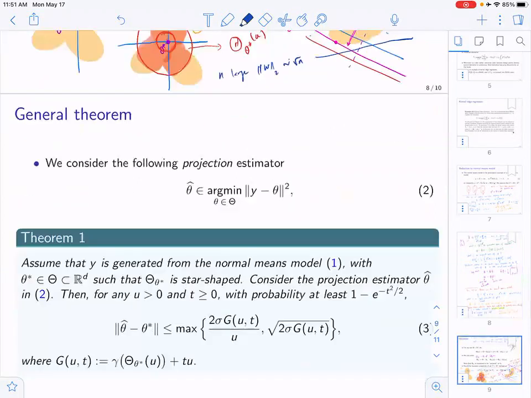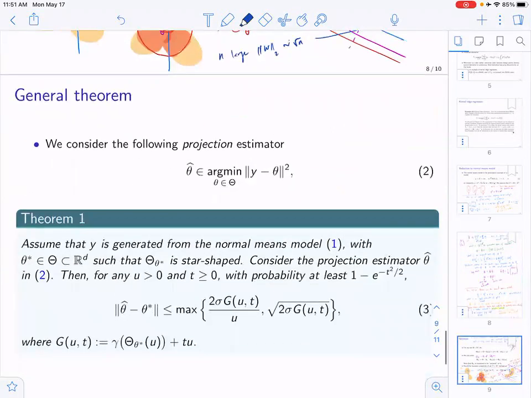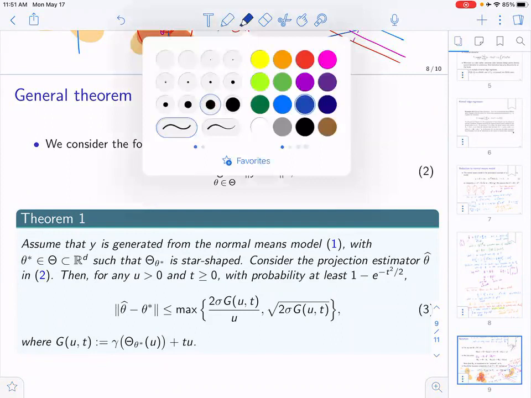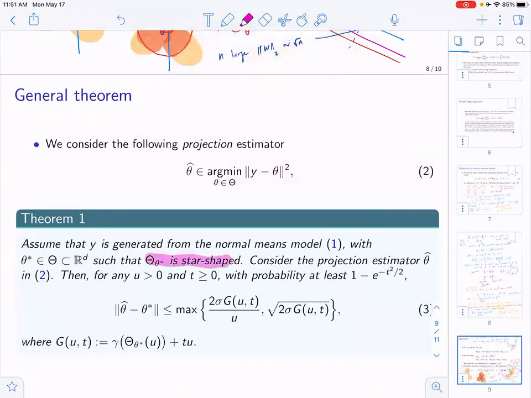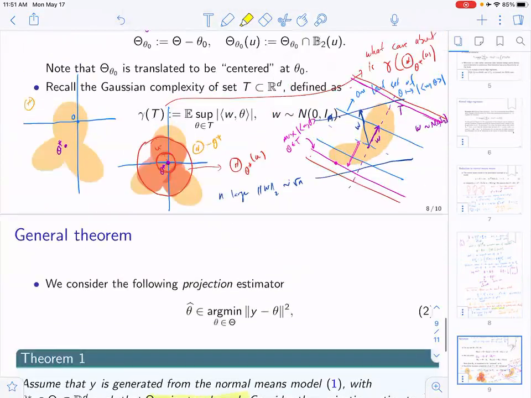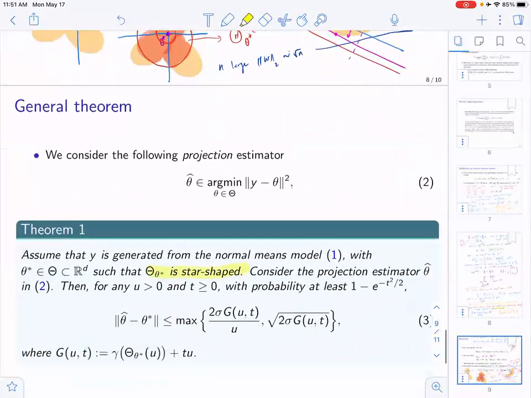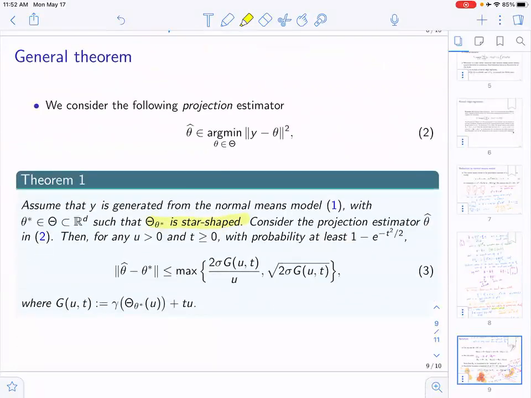So this is the theorem that we can prove. Suppose that y is generated from the normal means model that we discussed, and theta star is in theta, a subset of R^D. And I'm going to assume that theta star is star shaped. I'm going to get back to this. So theta star is star shaped. Sorry, theta minus theta star, the centered set, is star shaped. And then the projection estimator is what we have considered before.